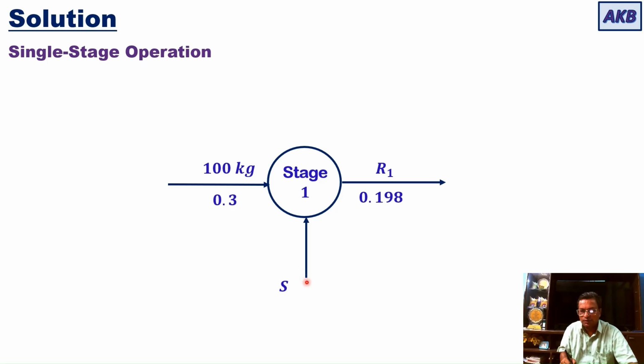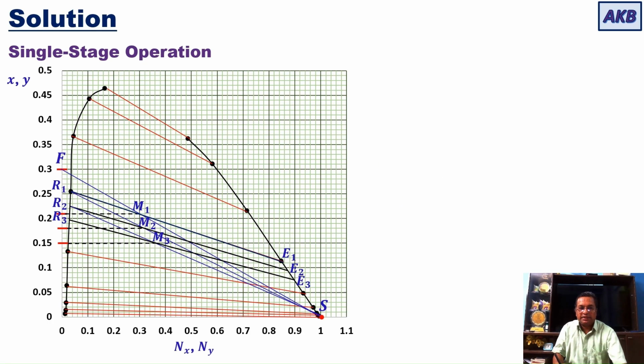So for this, we are supposed to find out the amount of pure solvent that is required, here Ys is equal to 0. And then we will also find out the extract phase. Well, that is not our concern. We just have to find out the amount of solvent. Okay, now let us do the calculations.